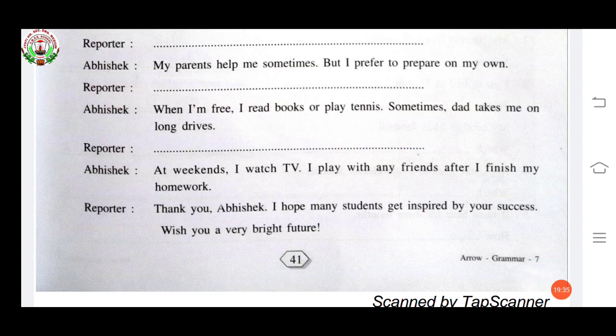At weekends, I watch TV, I play with my friends after I finish my homework. Now the question must be, what do you do at weekends? Then question mark. Now the reporter: thank you Abhishek. I hope many students get inspired by your success. Wish you a very bright future. Now this exercise is finished here.